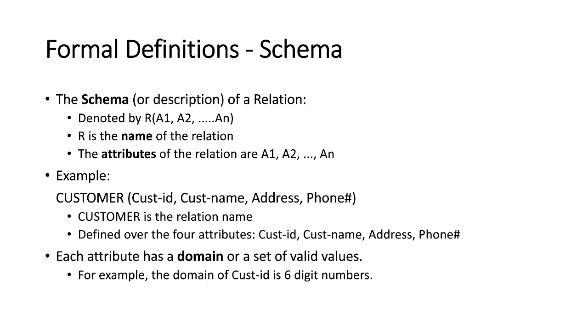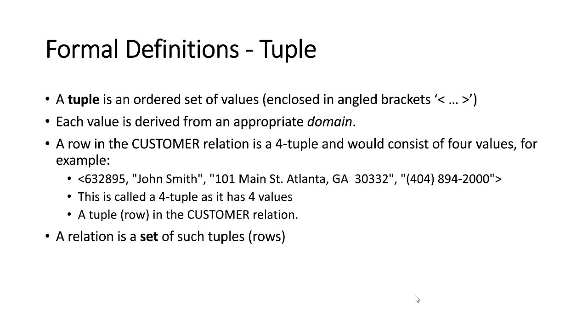For example, Customer(CustomerID, CustomerName, Address, PhoneNumber). Here Customer is going to be called the relation. CustomerID, Name, Address, and PhoneNumber are going to be called the attributes. Each attribute has a domain, or a set of valid values. A tuple is an ordered set of values. Each value is derived from the appropriate domain. A row in the Customer relation is a 4-tuple and would consist of 4 values.